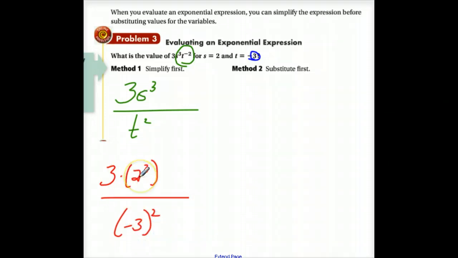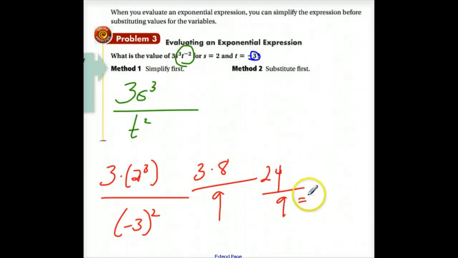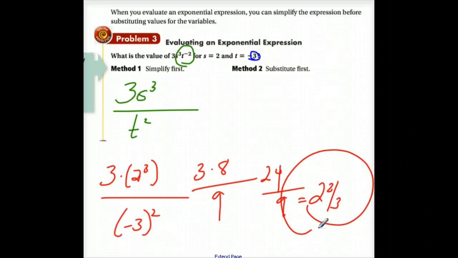So 2 to the third: 2 times 2 is 4, times 2 is 8. So I have 3 times 8 on top. And negative 3 squared is negative 3 times negative 3, which is positive 9. So I have 24 over 9, which simplifies to 2 2/3. There's my final answer. So simplify, then substitute, or substitute, then simplify. Your choice.